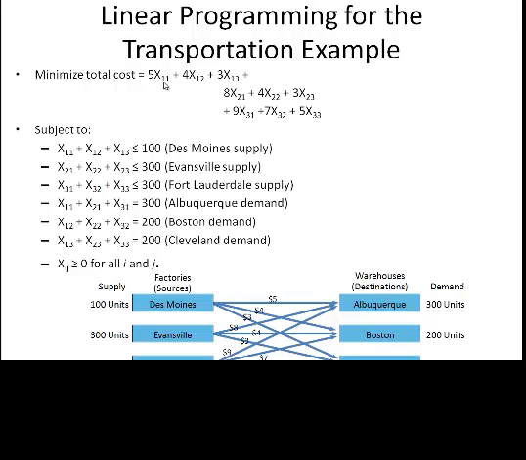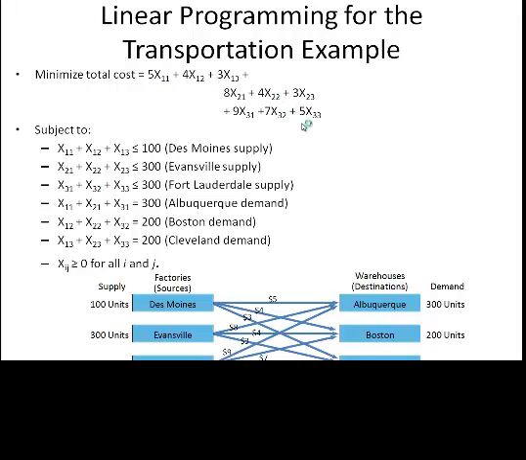So the route between Des Moines and Albuquerque costs $5 to ship a desk. Whereas the route between Fort Lauderdale, which is 3, and Albuquerque, which is destination 1, so 3-1, is $9 per desk. And that makes sense because there's a greater distance between Fort Lauderdale and Albuquerque than any of the other 2 cities. So here's our objective function.